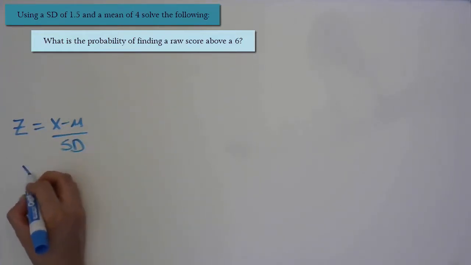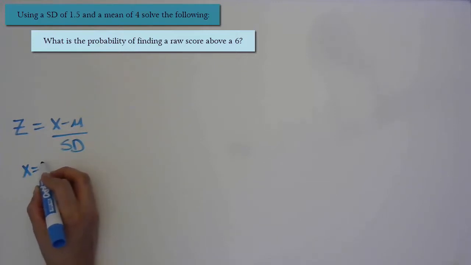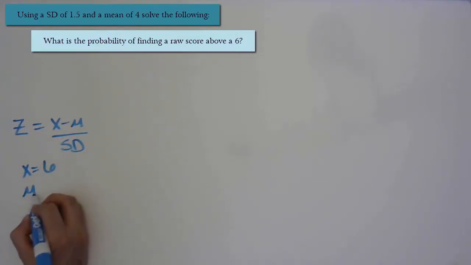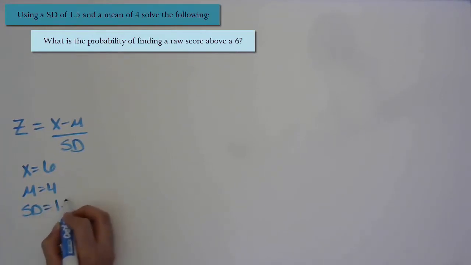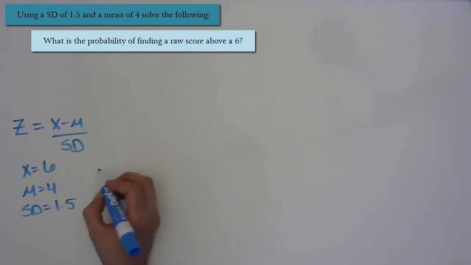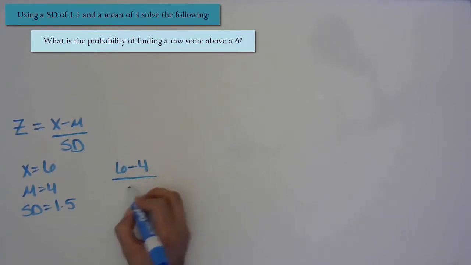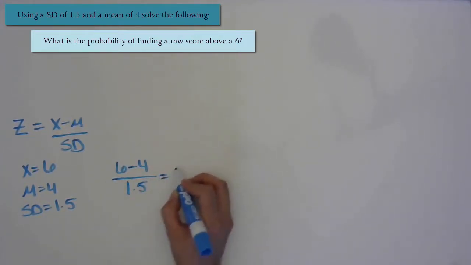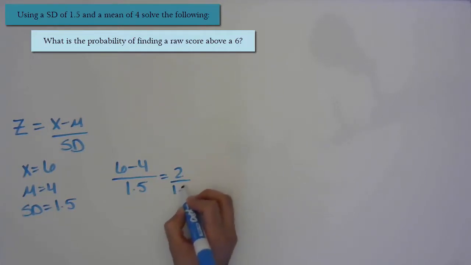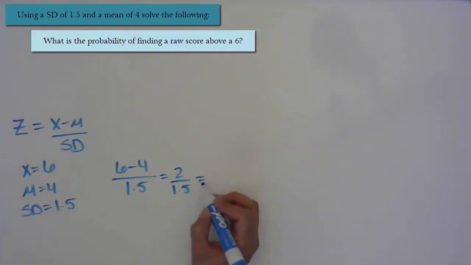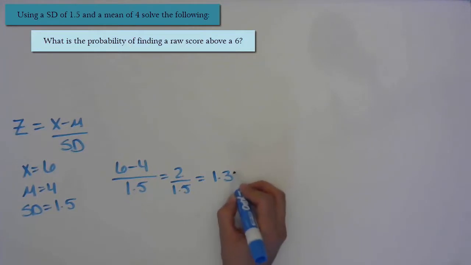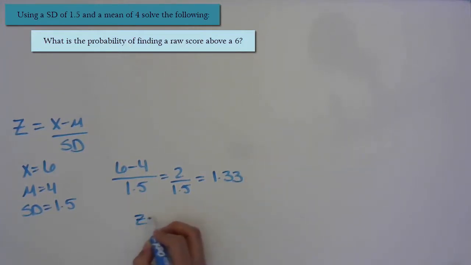Okay, and our x value is our raw score. We've been given that. That's 6. Our mean is 4. And our standard deviation is 1.5. Okay, so all that we have to do is plug those numbers in. So we have 6 minus 4 divided by 1.5 gives us 2 over 1.5, which when we divide that out gives us 1.33. Okay, so our z-score equals 1.33.